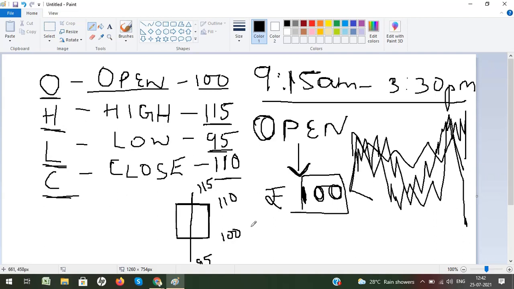What was the open price? Open price was 100. What was the high price? High price was 115. What was the low price? Low price was 95. What's the closing price? It is 110. There you go, you've got your Japanese candlestick construction.